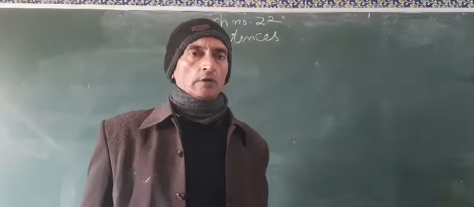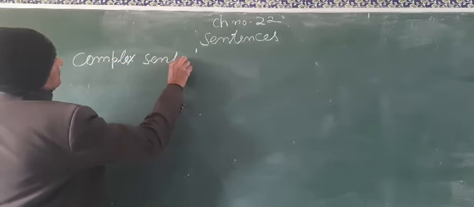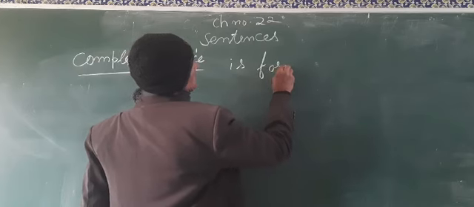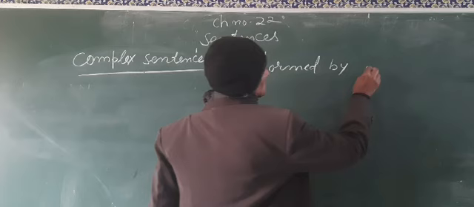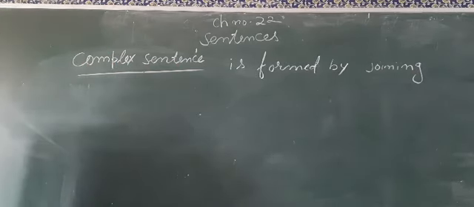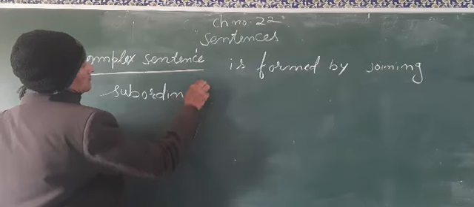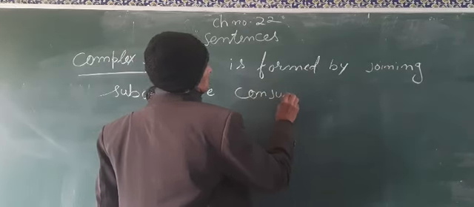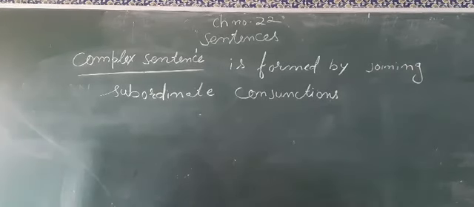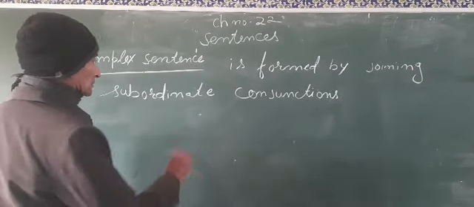Students, let me tell you something about the complex sentence now. A complex sentence is formed by joining with subordinate conjunctions. Let me tell you about subordinate conjunctions.